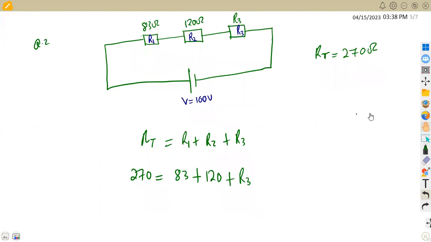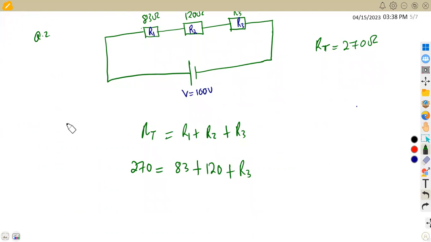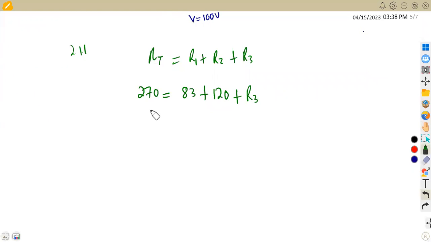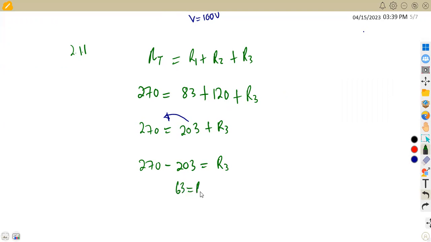We can solve this equation by combining 83 plus 120 on the right-hand side, which gives 203 plus R3. We transpose this to the left-hand side so that we can subtract: 270 minus 203 equals R3. If we subtract, that gives us 63, so R3 is 63 ohms. That was the resistance of R3 in this case.